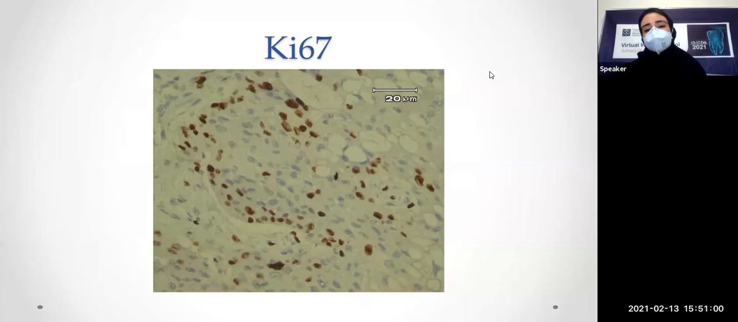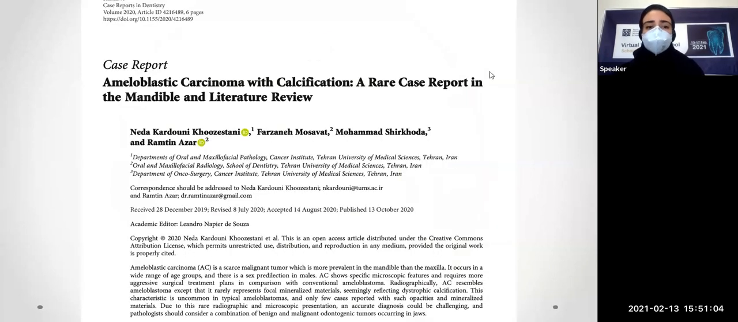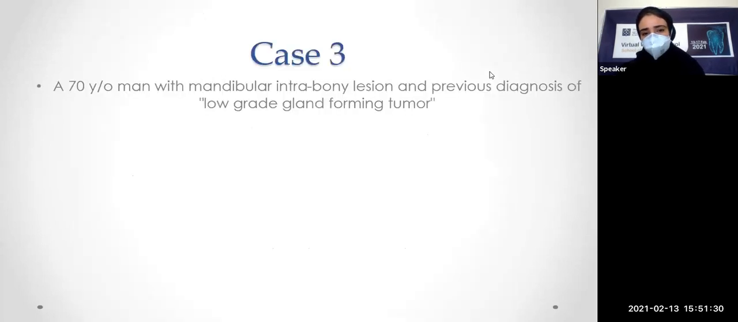That's why I call them dystrophic calcification. And fortunately, I could publish it in an ISI-indexed case report journal as an ameloblastic carcinoma with calcification, a rare case report in the mandible and literature review. The reviewers were very, very interested in our case, and fortunately, we didn't pay any charge for the publication. Okay.